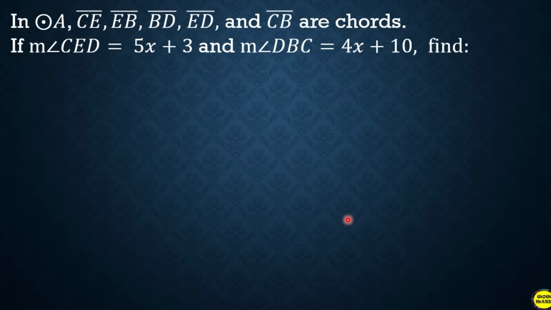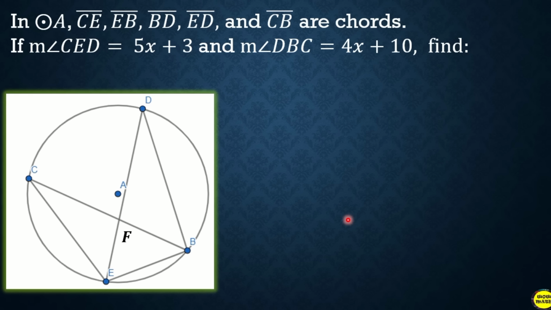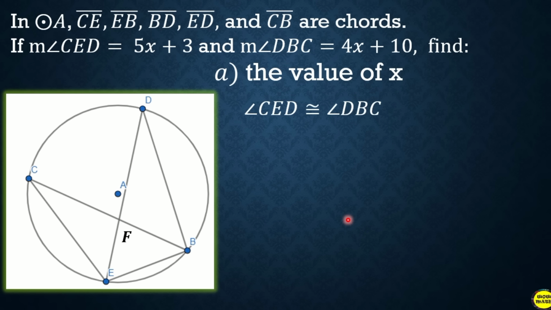Next, we have this one. Okay, so same figure to, class. So if the measure of CED natin is 5x plus 3, and the measure of DBC natin is 4x plus 10, find the value of x. Okay, so alam natin na yung CED and yung DBC natin are congruent. Bakit? Nag-intercept sila sa isang arc lang. So therefore, angle CED and angle DBC are congruent.